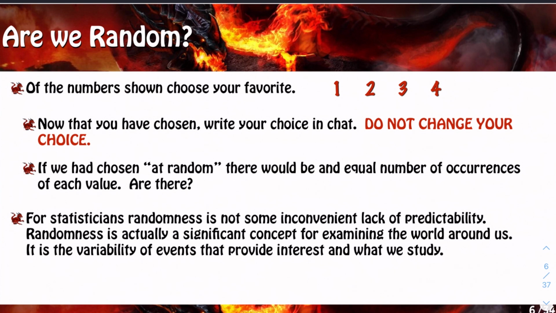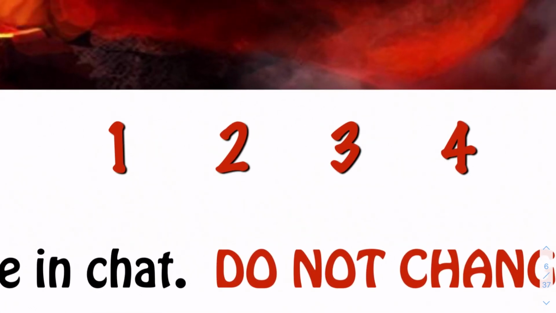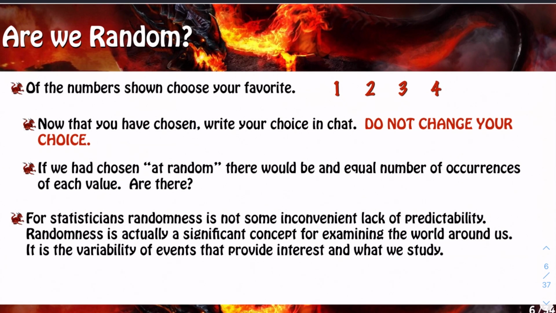So of the numbers shown, choose your favorite number: 1, 2, 3, or 4. I want you to just pick a number, hold it up in the air. I know I can't see you, but if this was random, okay, 3, 2, 1, pick your favorite number. Now that you've chosen, write the choice in the chat. Do not change your choice. If we had chosen at random, there would be an equal number of occurrences of each value. So we should be able to see, are there?